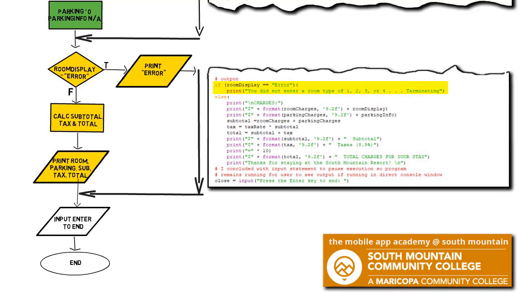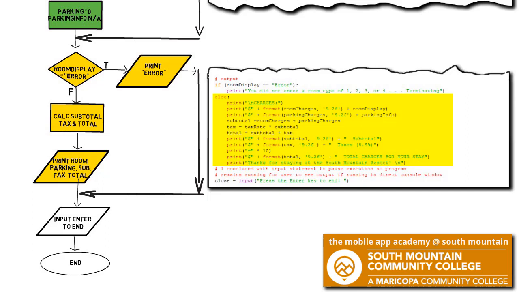Here we're using an if statement with a boolean of room display is equal to error, which we set earlier if they chose a room other than 1, 2, 3, or 4. And then we're going to print you did not enter a room type of 1, 2, 3, or 4, and then tell them we're terminating the program. Assuming, though, that they put in a valid room, we're going to print the charges, showing the room charges, the parking charges. We're going to calculate the subtotal as adding those together, calculate the tax as the tax rate times the subtotal, and the total as the subtotal plus the tax, and display those values.